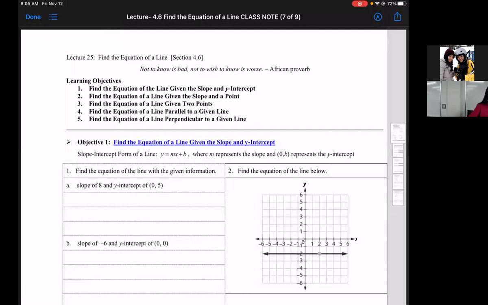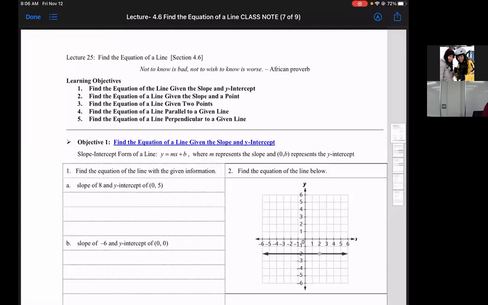So today we continue with section 4.6, find the equation of a line. Again, it's related to the topic that we went through last Wednesday. Last Wednesday we covered the slope of a line. Here is the equation of a line.